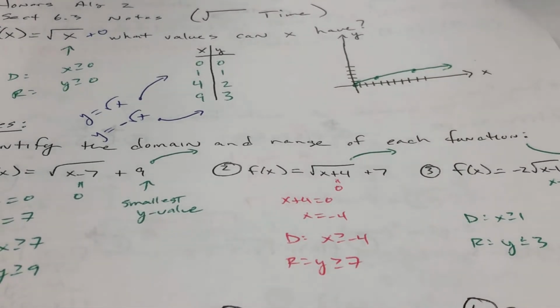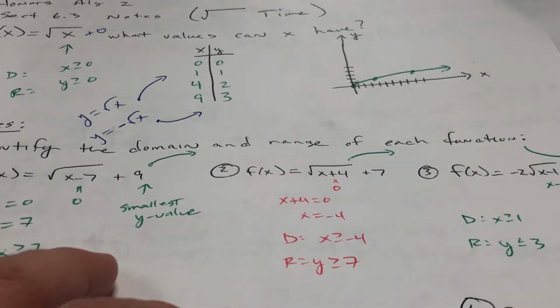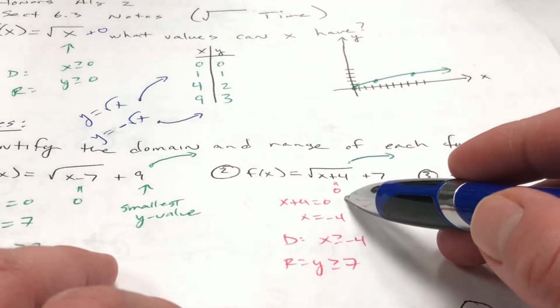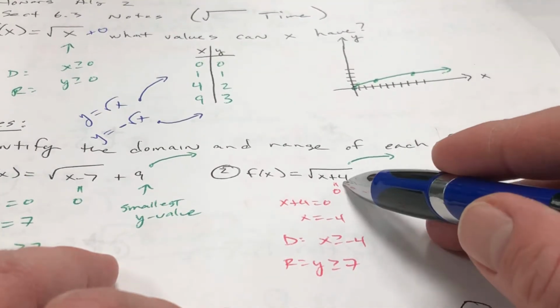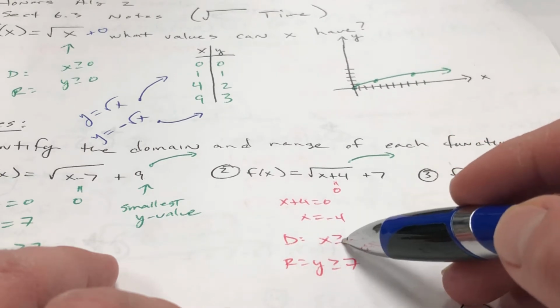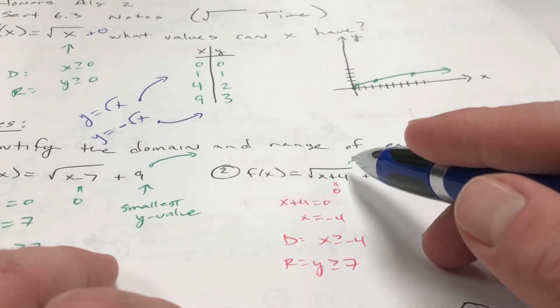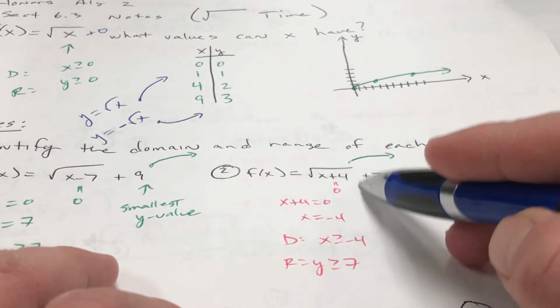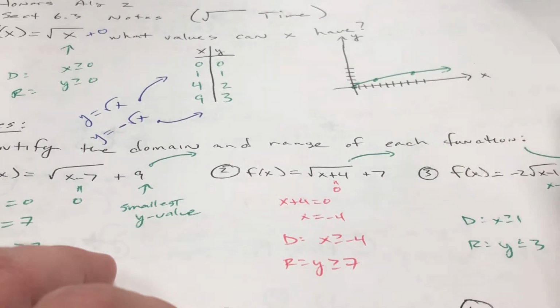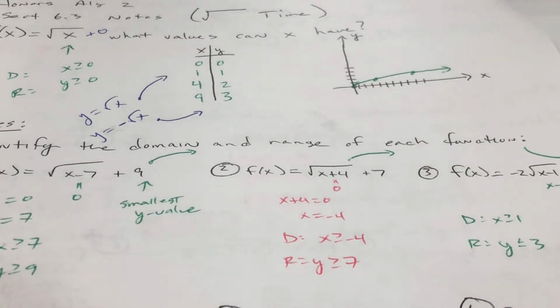We got a few just like this. So number 2, I set what's inside the square root equal to 0. So negative 4 is my smallest x value, and the domain is x greater than or equal to negative 4. When I plug negative 4 in here, I get 0, then 0 plus 7 is 7, so the range is y greater than or equal to 7.